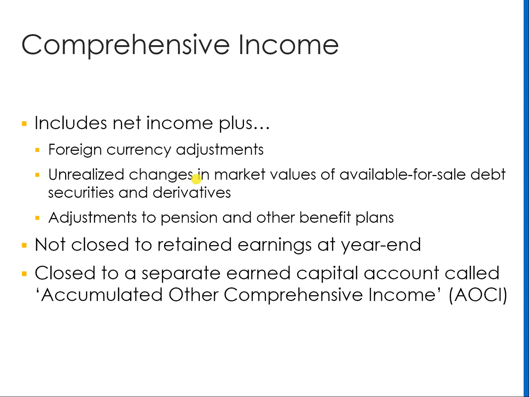Any unrealized changes in market values of available-for-sale debt securities are also comprehensive income. But these other things we call other, right? We call them accumulated other comprehensive income. Together with net income, they become comprehensive income.